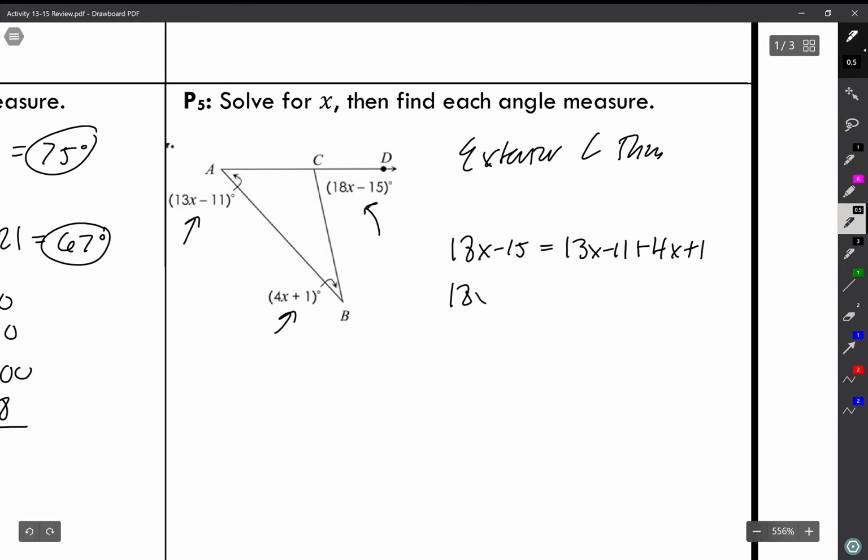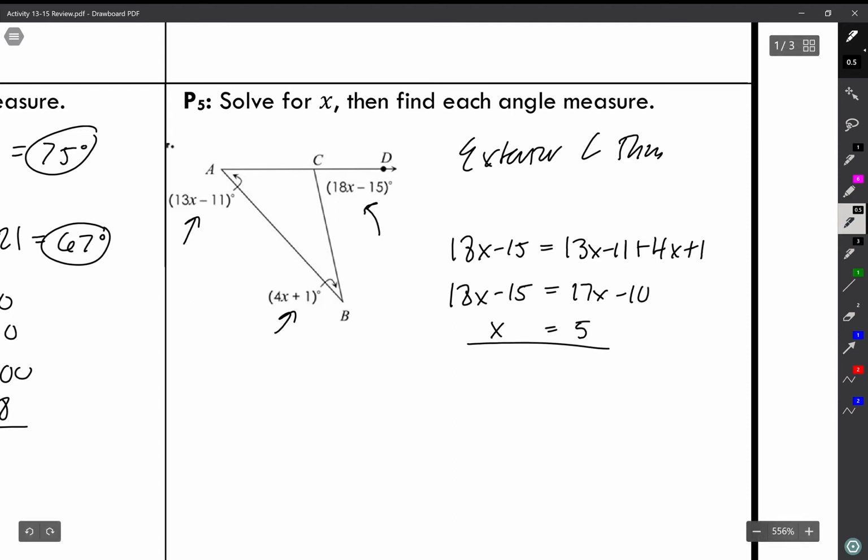I'm going to clean up the right side. So I'm going to leave 18x minus 15, and I'm going to clean up this. 13x plus 4x is 17x. Negative 11 plus 1 is negative 10. Okay, so subtract 17x from both sides. We get x, because 18 minus 17 is 1. Add 15 to both sides. We get that x is equal to 5.